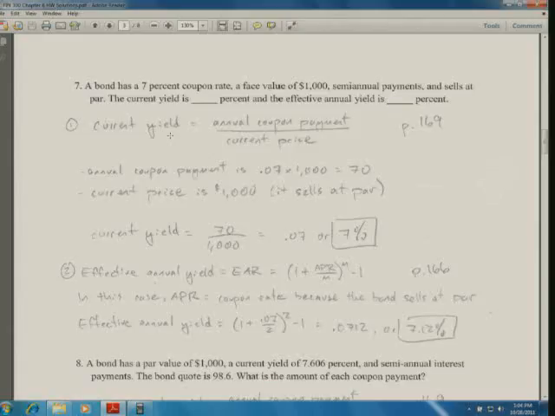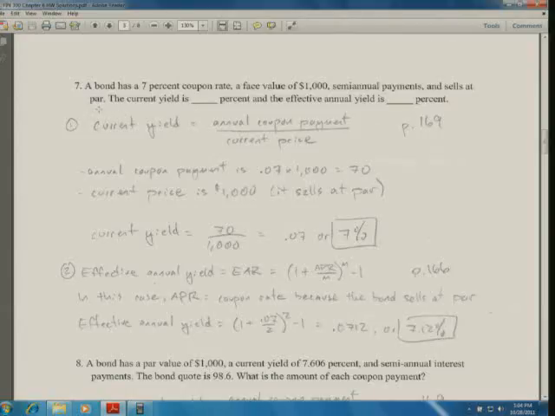To kind of remind you what current yield is, we're going to take that coupon payment divided by the current price. With this bond, we only have to make one calculation for this because we've got the 7% coupon rate. We're going to multiply that times 1,000 to find our annual coupon payment. That's the numerator up here. The current price, normally we'd have to calculate, but what the problem tells us is the bond sells at par.